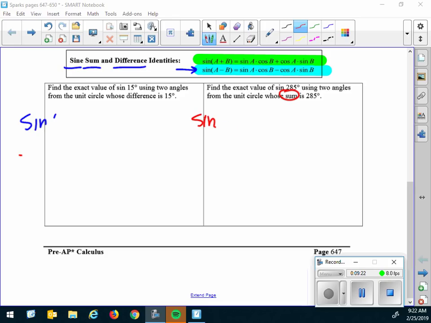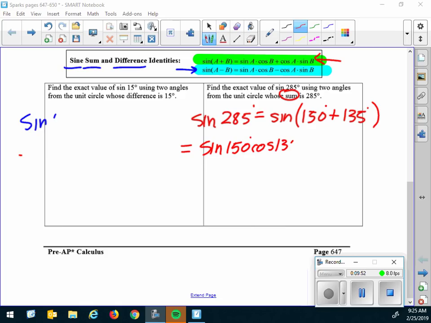The sine of 285 degrees equals the sine of 150 degrees plus 135 degrees. Now, does it matter which one goes first in a sum? No, of course not. So, formula, this is a sum, so we're going to use this one. Sine of the first one, cosine of the second one, plus cosine of the first one, sine of the second one.